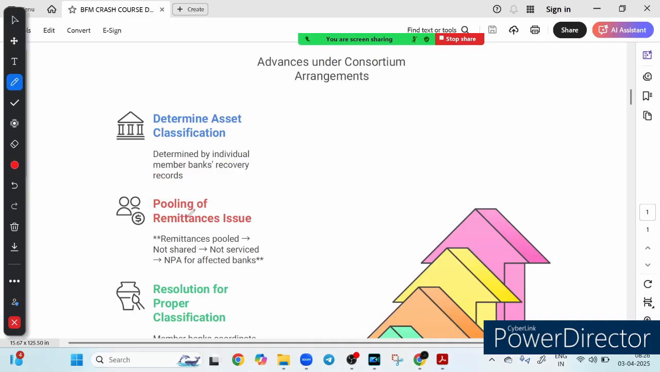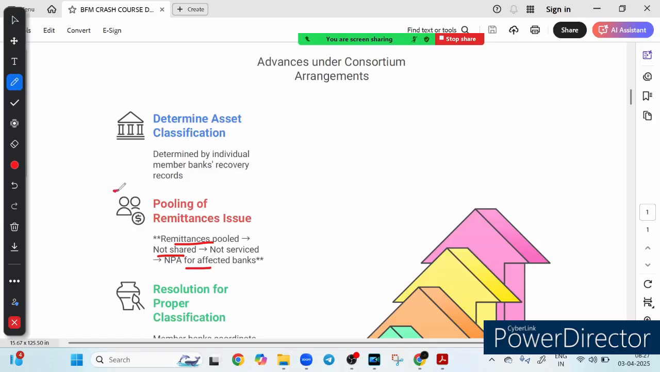Then the second point is the pooling of remittance issue, which means when remittances are pooled, they are not shared or serviced across the different banks involved. If the remittances are not serviced properly, they are classified as NPA by the affected bank. So the pooling process is essential for accurate record keeping and proper asset classification.